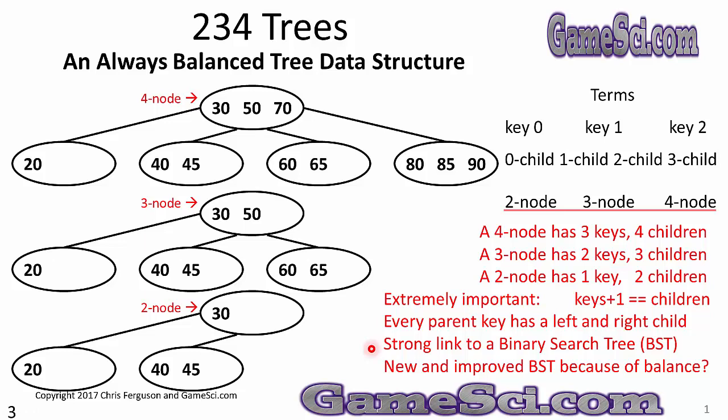There is a strong link to a binary search tree, or BST. Is this a new and improved BST because of balance? Some would say yes. These are BSTs that guarantee balance. This is a competitor to the red-black tree. Rather than running through the algorithms to balance a red-black tree, 2, 3, 4 trees provide even better balance, more perfect balance with fewer levels on the tree.